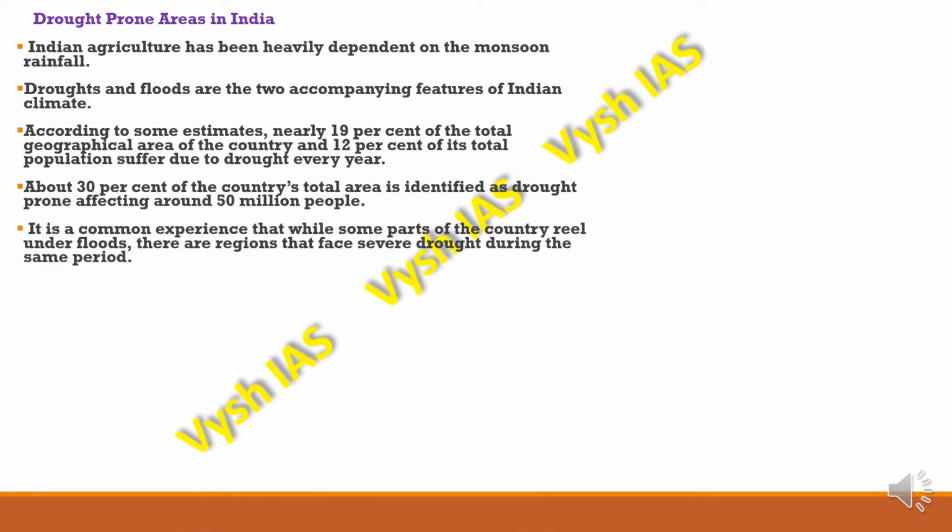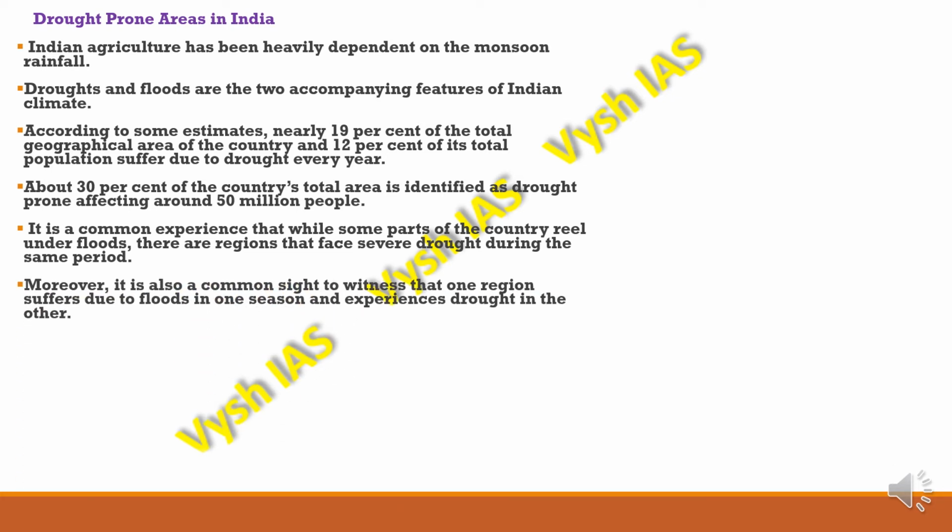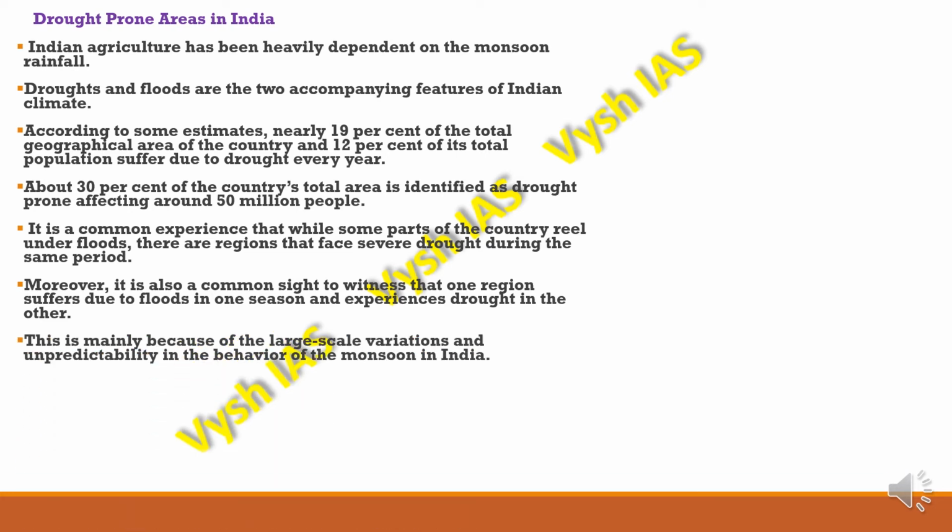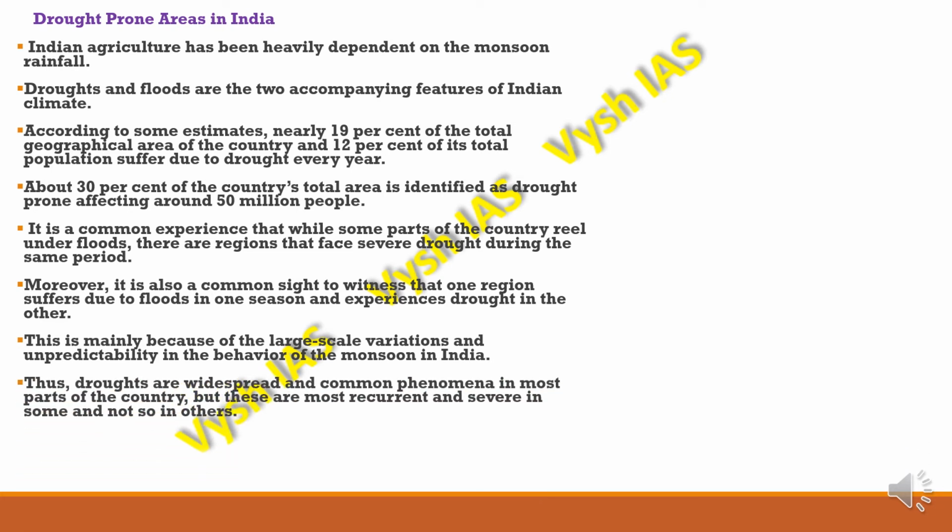It is a common experience that while some parts of the country face floods, there are regions which will face severe drought during the same period of time. It is also very common to witness that one region will suffer floods in one season and experience drought in the other season. This is mainly because of the large scale variations and the unpredictable nature and behavior of the monsoon in India. Thus droughts are a widespread and common phenomenon in most parts of the country, but they are more recurrent and severe in some regions and not so in others.